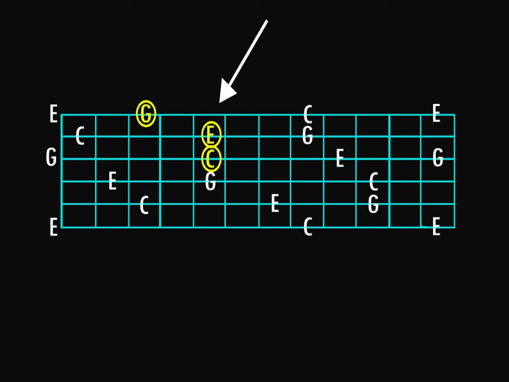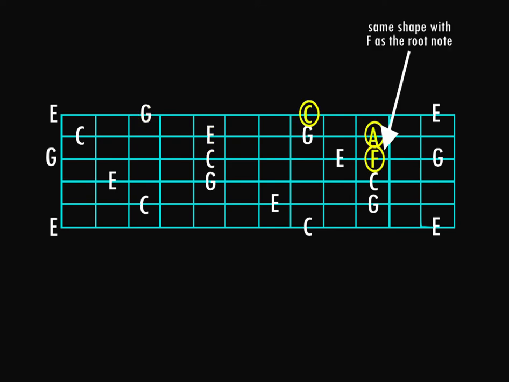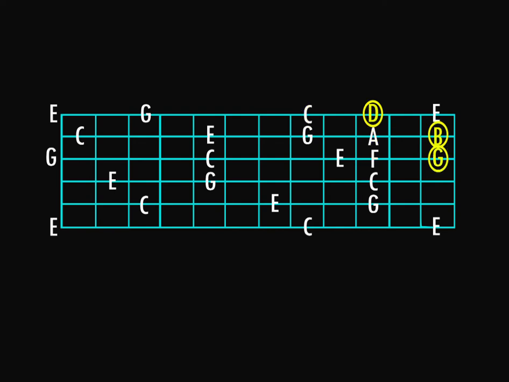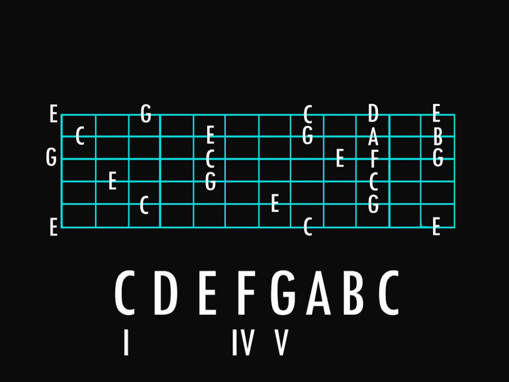Let's say I settle on this C triad. If I move that shape up so that the root note is an F, then I would play an F major triad. If I move it up 2 more frets, I would have a G major triad. Now I can play a 1-4-5 progression using these triads.